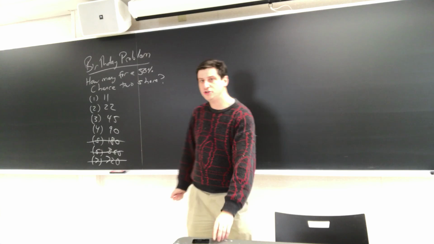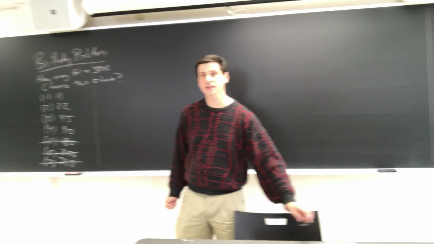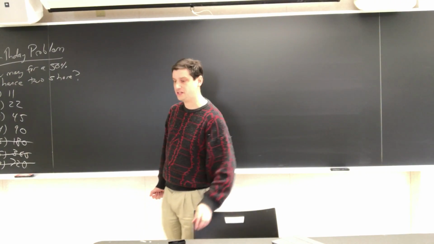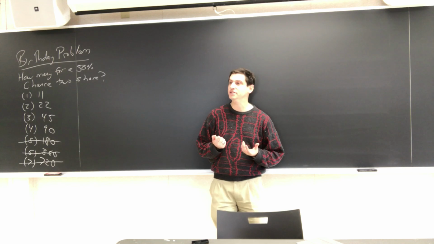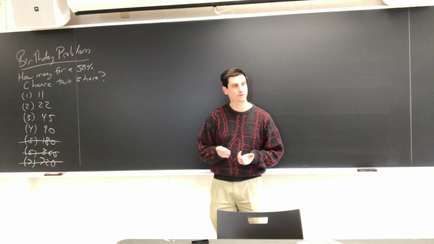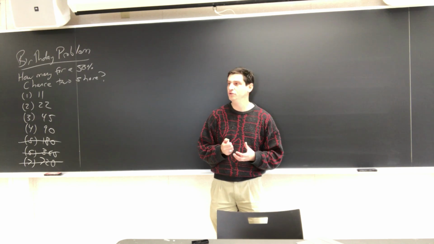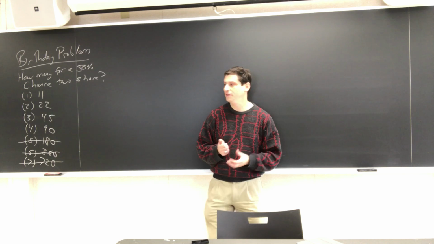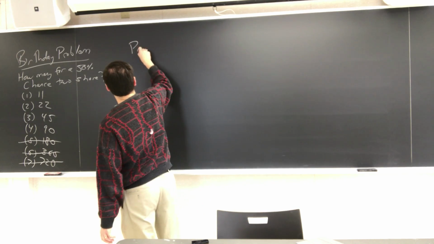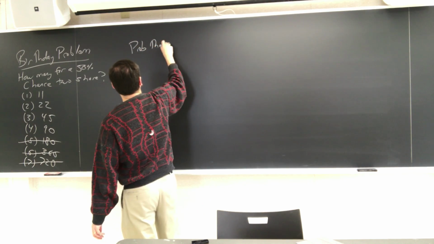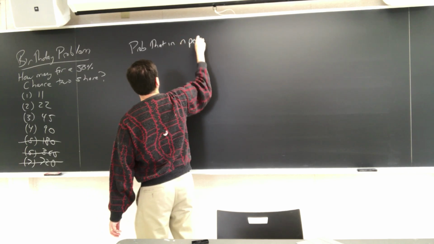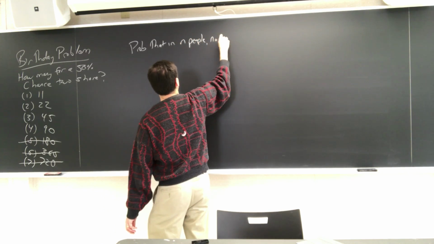So what I want to do is show you how to solve this problem exactly. I want to show you why it's difficult to solve it exactly. I want to show you how calculus, in particular how tangent lines help. And then the tangent plane is just the 2-dimensional generalization. Right? So the probability that in n people, none share.